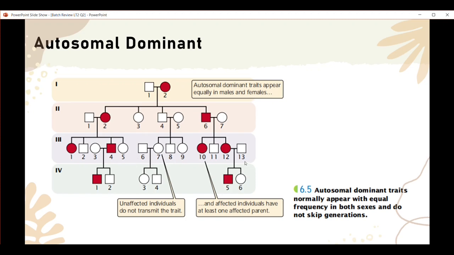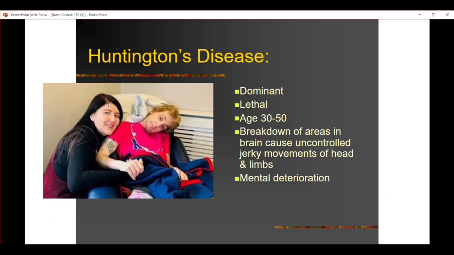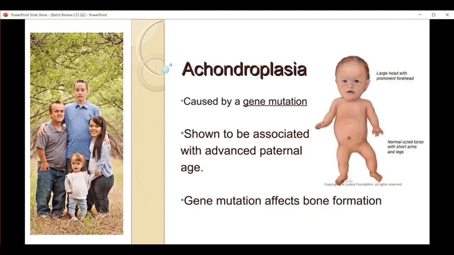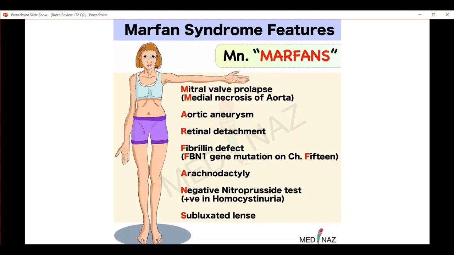If you have siblings that are affected, it would imply that one of the parents would definitely be affected. And one more thing is that they do not skip a generation. So autosomal dominant does not skip a generation. All of the generations here are actually showing affected individuals. Examples are Huntington disease, myotonic dystrophy, achondroplasia, and Marfan syndrome. So those are some examples of autosomal dominant.